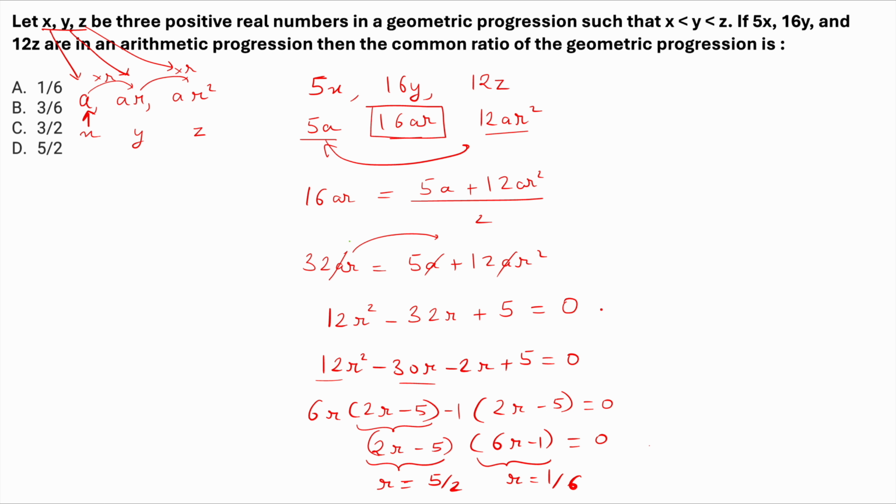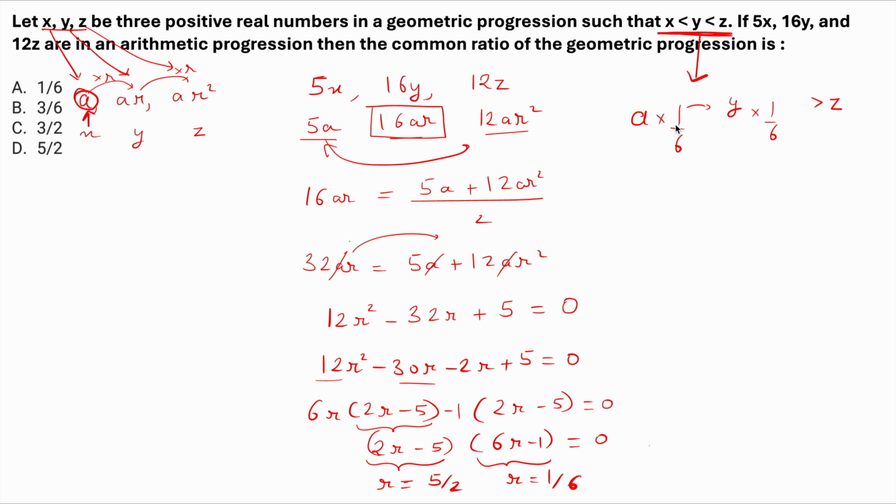So now we have two possible answer options. It's either A or D. But the point is, the question tells us that x is less than y, which is less than z. Here comes the significance of this statement. If x is a positive real number, that means a is also a positive real number. A into 1 by 6 will be the value of y. That means y has become less than a. If you further multiply it by 1 by 6, z will be a into 1 by 6 into 1 by 6. So z will be further lesser than y.